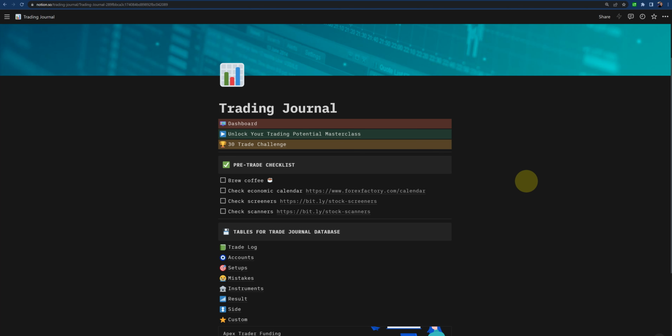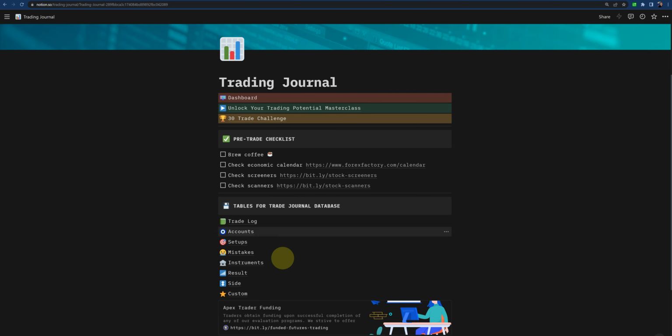So really quick before the market open here, I'm going to just go over a few things so you know what you're getting. So this thing is free forever. You really don't need any other trading journal. I know some of them charge you per month, or you have to pay some kind of fee, or you have to pay to unlock features. This one is fully featured. It has a dashboard. I created a little masterclass inside on how to use the journal, and then also this thing I call the 30 Trade Challenge. This has been completely game changing for me. I did not come up with this, and we'll go over that right now. I also have a pre-trade checklist, and then these are all the tables that are within the journal database.